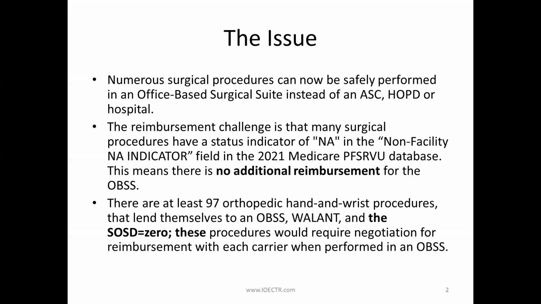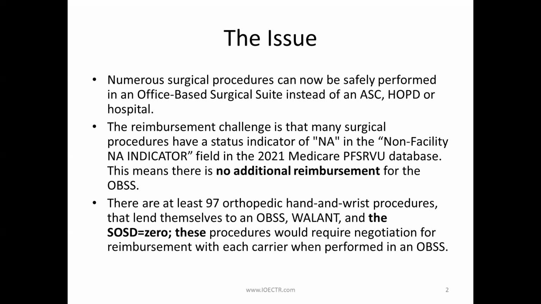So the issue is that numerous surgical procedures can now be safely performed in an office-based surgical suite, or OBSS, instead of a facility such as an ambulatory surgery center, a hospital outpatient department, or a hospital. The reimbursement challenge is that many surgical procedures have a status indicator of NA, or not applicable, in the non-facility NA indicator field in the 2021 Medicare PFS RVU database.